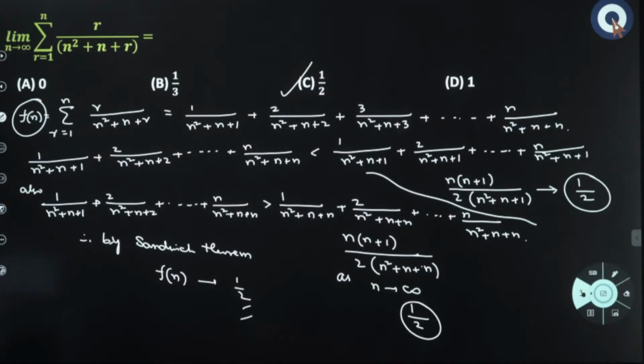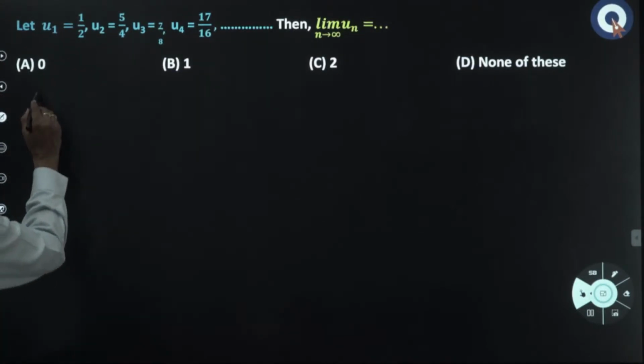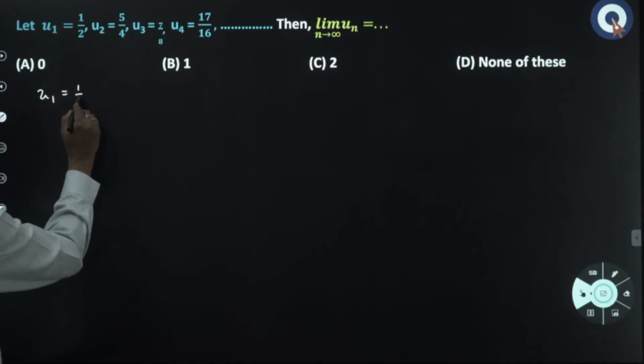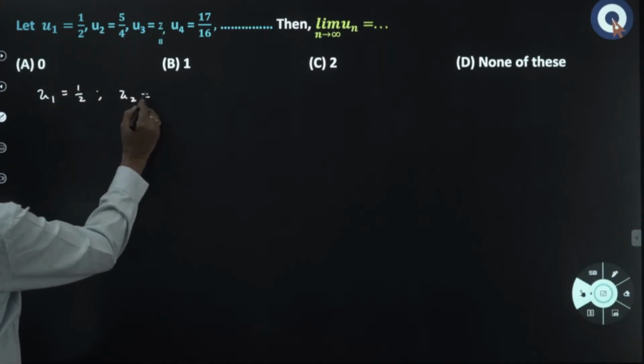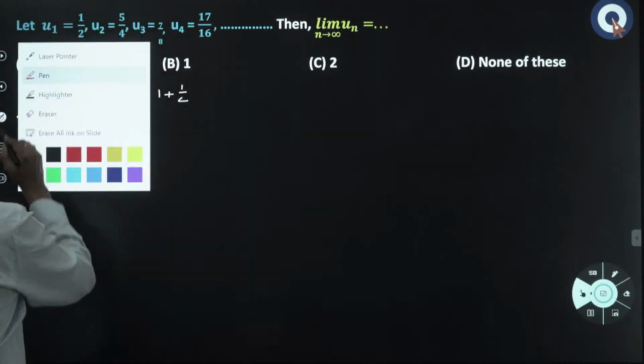Let us do one more problem. It's a sequence basically. U1 is equal to 1 by 2. U2 is 5 by 4, which is 1 plus 1 by 4. 1 by 4 is 1 by 2 square. Let us write.